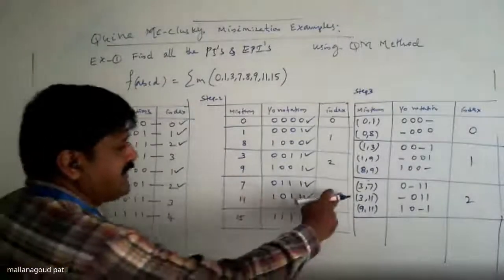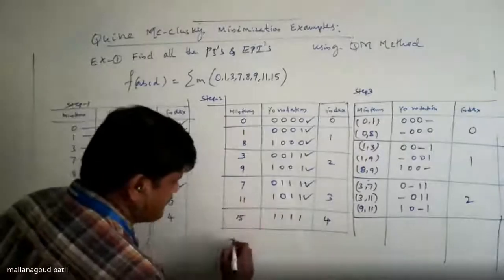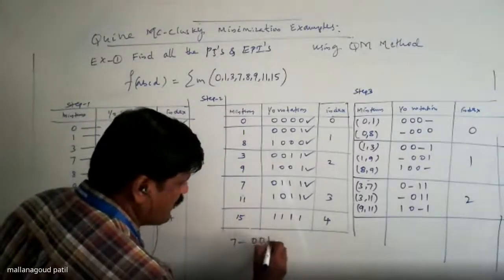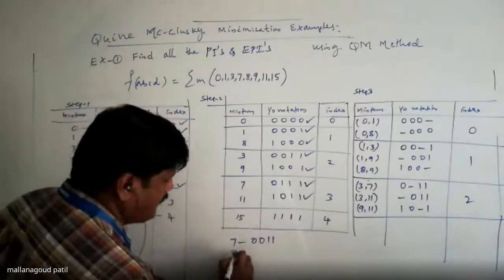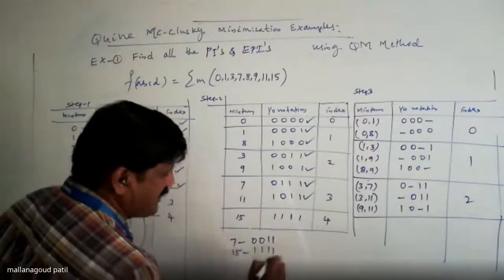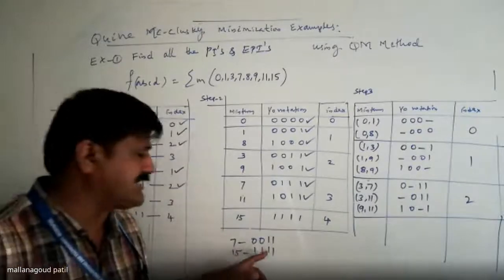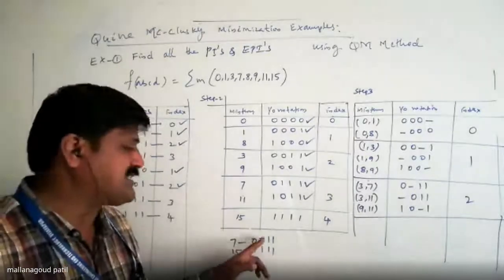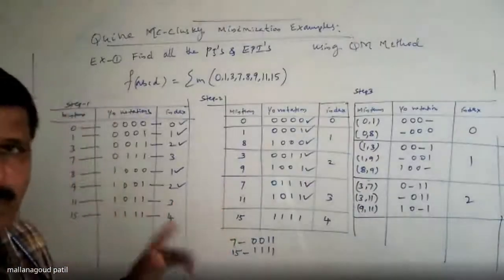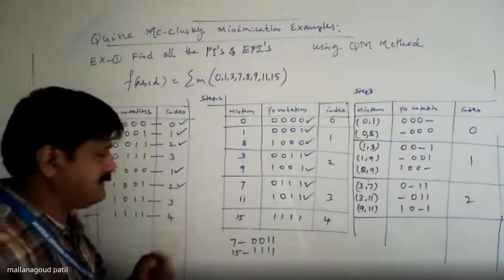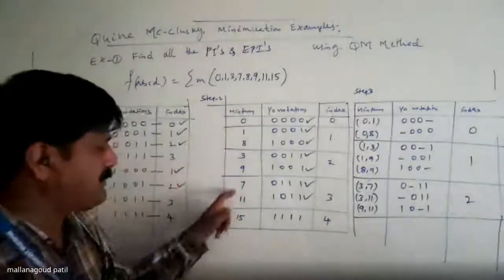Next is index 3, index 4. Index 3, first minterm is 7. 7 representation will be 0, 0, 1, 1. Then index 4 will be 15. 15 representation will be all ones. Logical adjacent? No, because first and second bit will be differ. Only one bit is needed for logical adjacent. 7, 15 is not possible.